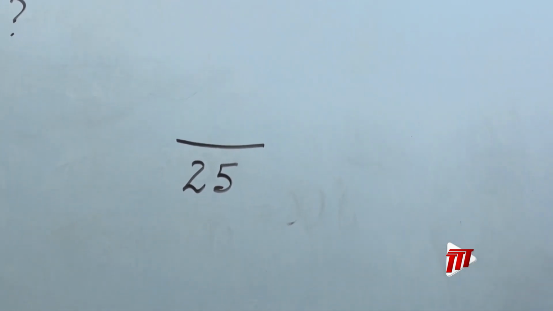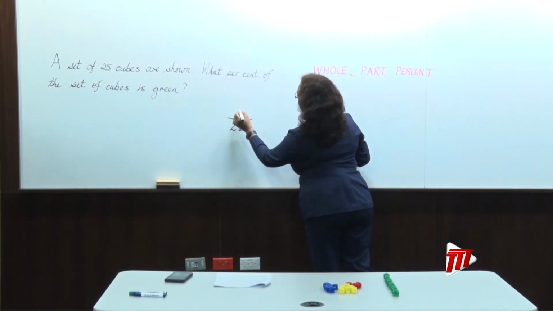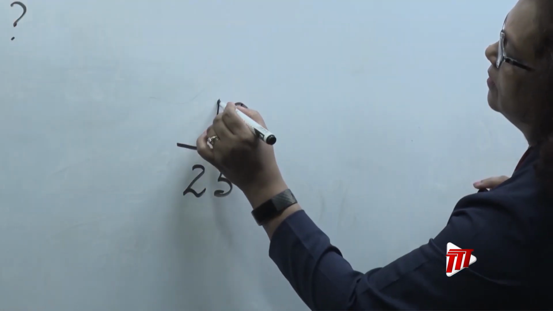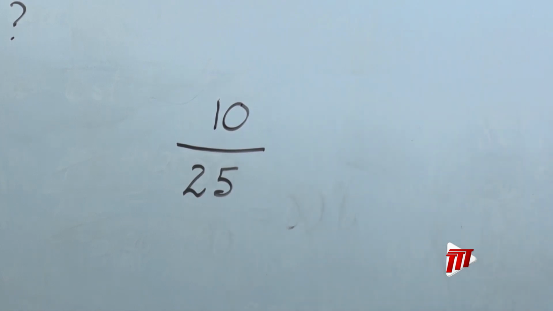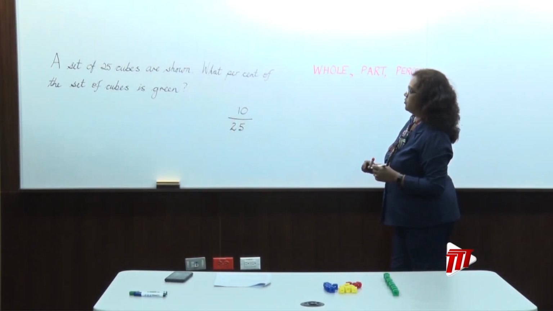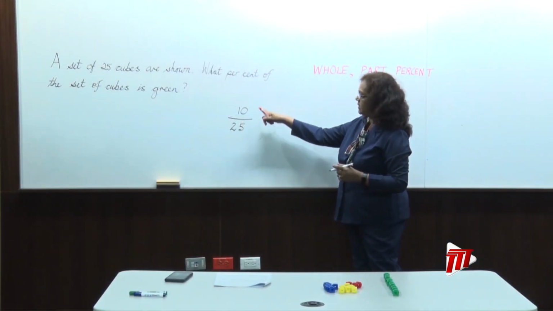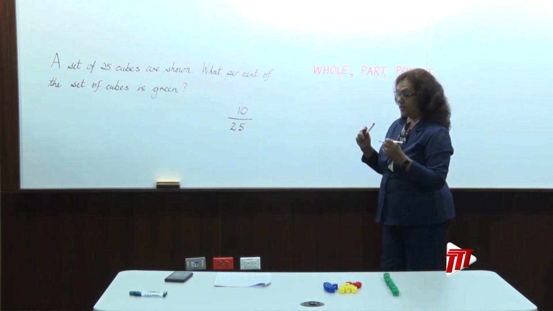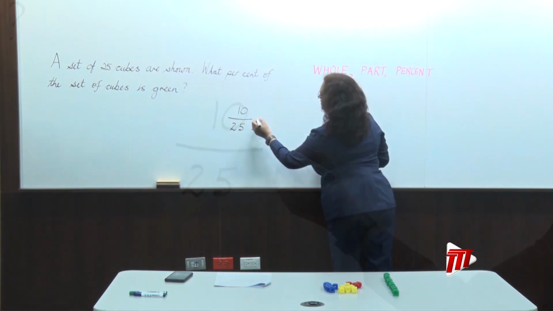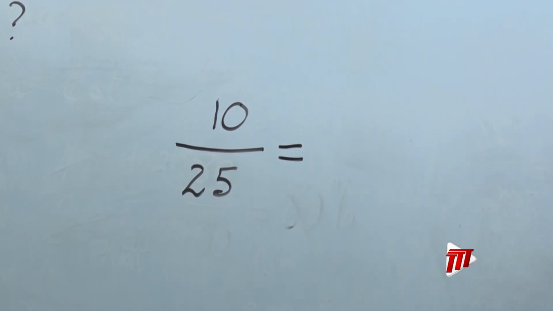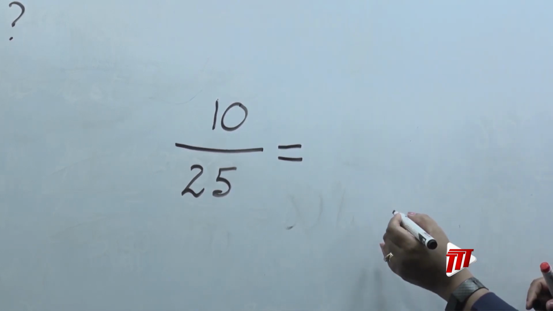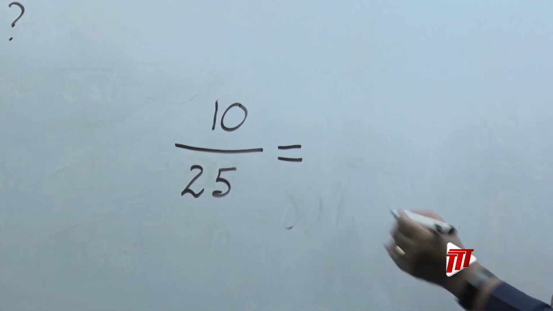So to begin representing my fraction, I'm going to write 25. And now, how many green cubes do I have? I have 10. And the question is asking me to find out what percent of the set of cubes is green. So I have to represent this as a percent. So I'm going to begin again, first of all, from what we know with fractions, and I'm going to try to use equivalent fractions.